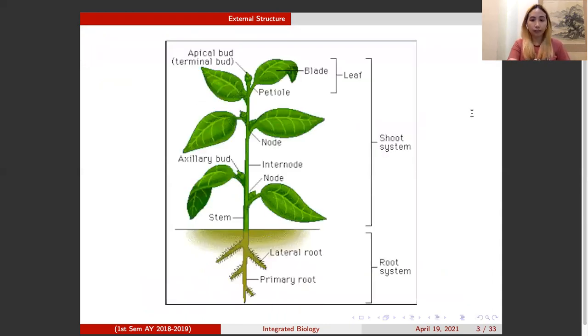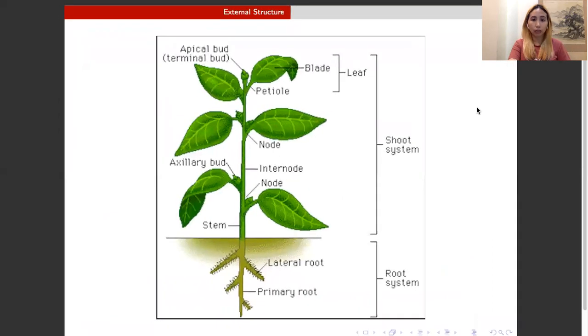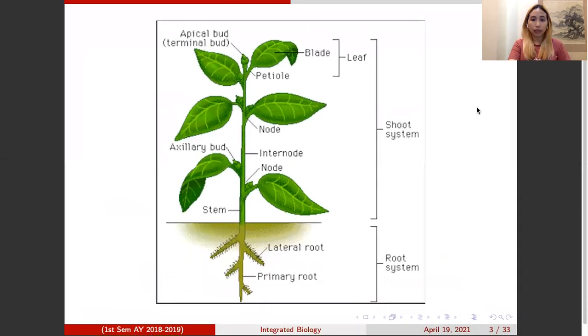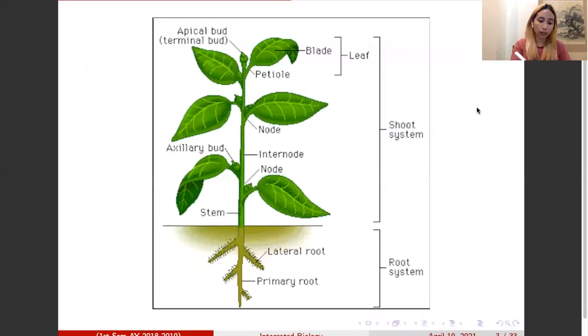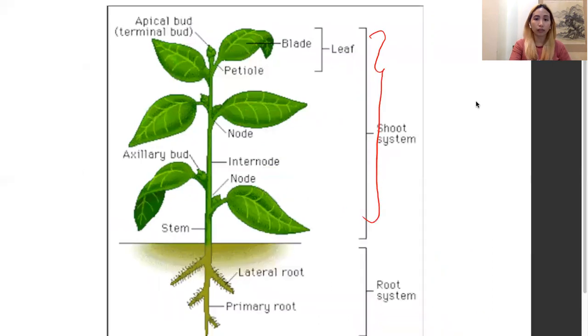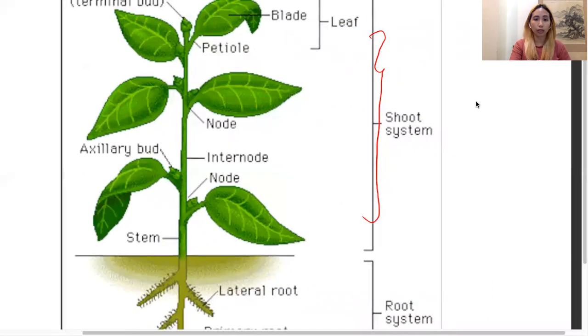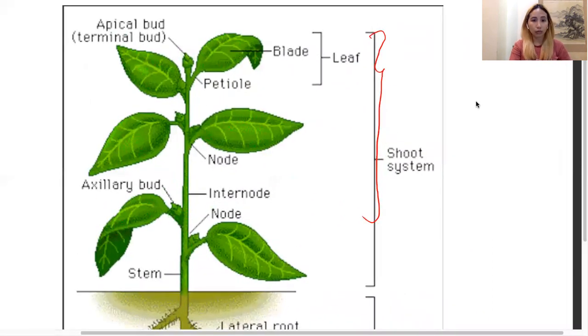Right, so here you're going to see the whole plant body, where we have the root system. Of course, we're not going to discuss that in this particular video lecture. We're just going to focus on the whole shoot system. So we have the leaves, but of course, we're not going to discuss the parts of the leaves because that would be part of the discussion for the next video lecture that you're going to receive.